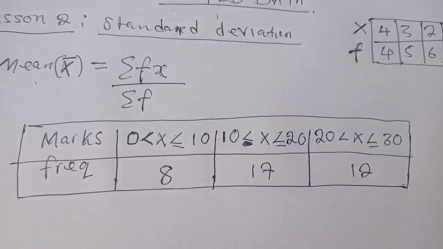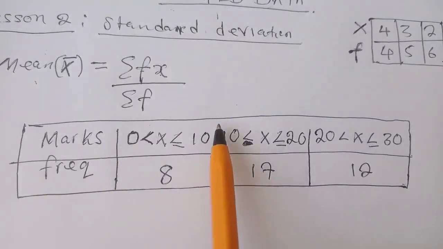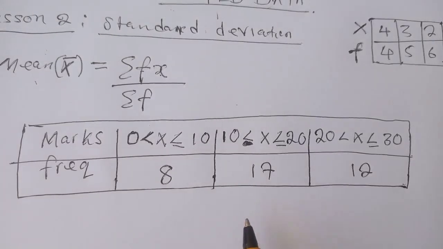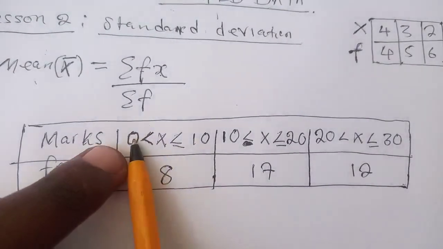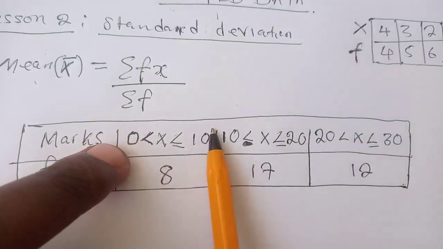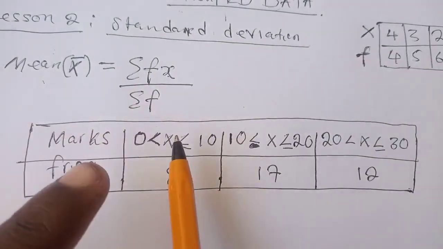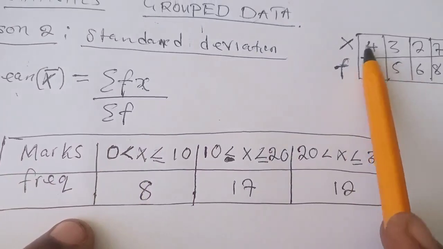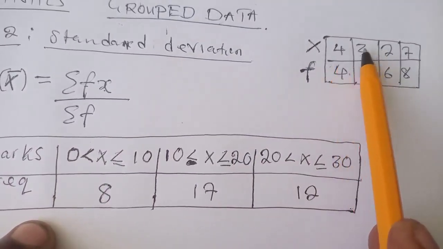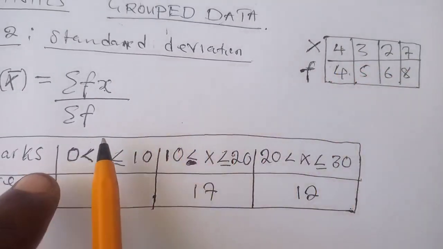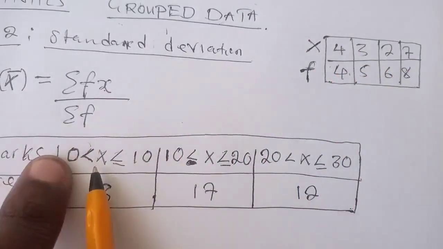It is just one and the same as that one, but this one is grouped, meaning that the numbers are put in groups. The numbers from 0 to 10 are grouped here. In the other one, these numbers were not grouped, they were just 4, 3, like that. But here they are grouped, meaning that there is a range starting from what?